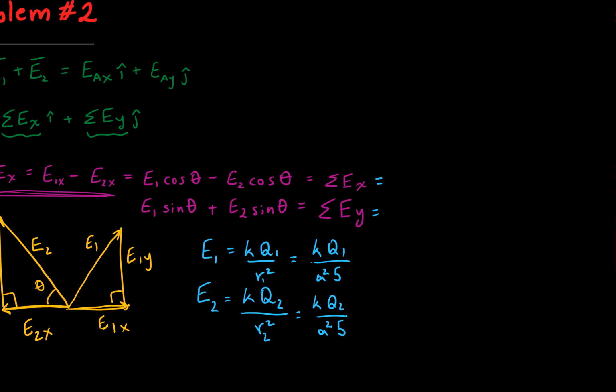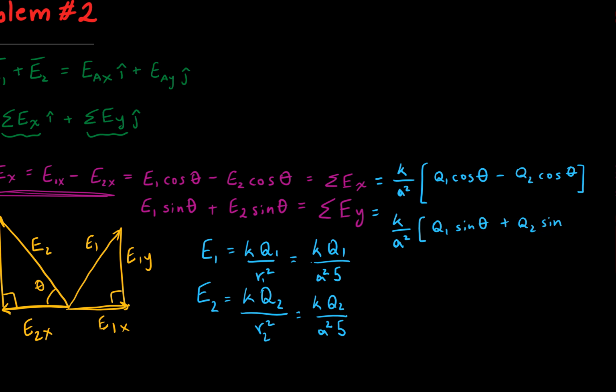So for the Ex part, I'm just going to do this really quick. Maybe you'll see the details, maybe you won't, but I encourage you to do this on paper. So K over A squared is in common in both terms for the x components. So I can then do Q1 cosine of theta minus Q2 cosine of theta. And for the y components, down here, it will be the same scenario. K over A squared times Q1 sine theta plus Q2 sine theta.